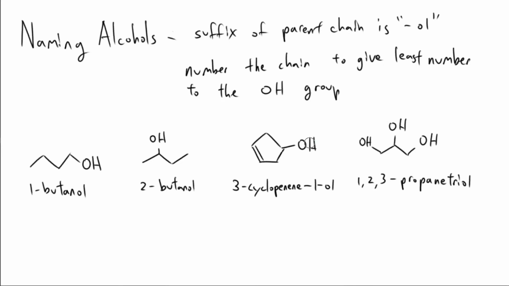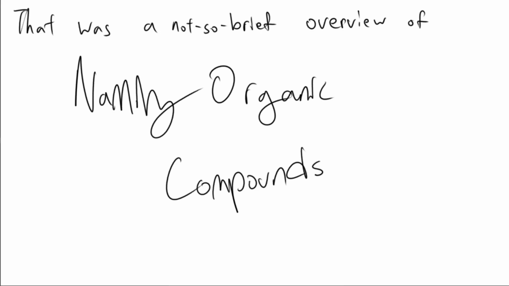So this one, normally, if you didn't have the OH here, it would be 1 cyclopentene, sorry. But because the OH group is here, it's actually 3-cyclopentene-1-ol. And in this one, you can also have the di, tri prefixes if you have multiple OH groups. So this is 1,2,3-propanetriol. And that was a not-so-brief overview of naming organic compounds.